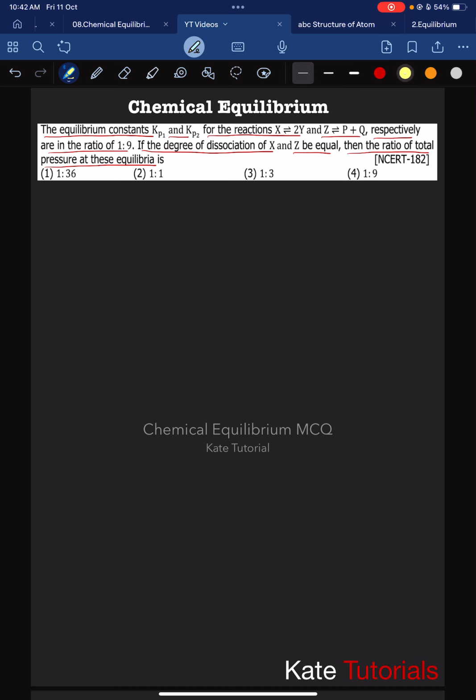So let me write the reactions. X gives 2Y, right? And here one more reaction I have, that is Z gives P plus Q, right? So these are the two reactions they have given. Initially let me take 1 mole here and we don't have anything. Here also let me take 1 mole and we don't have anything, right? So at equilibrium, 1 minus x will give us 2x, and they are telling us the degree of dissociation x is the same for both. So here also it will be 1 minus x, it will give x and x.